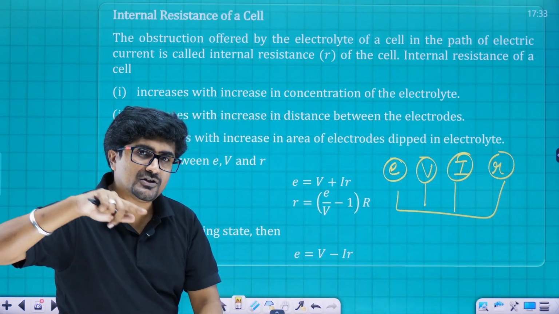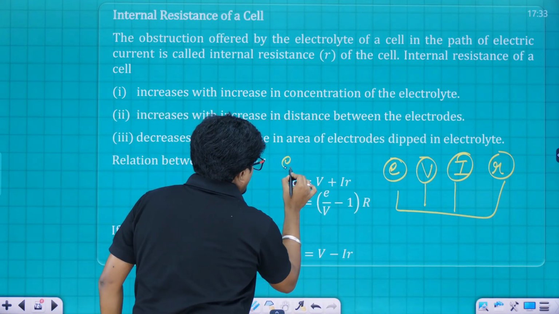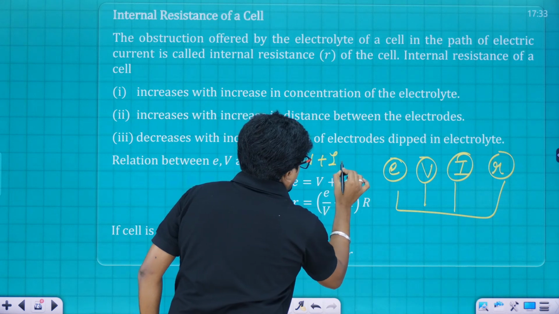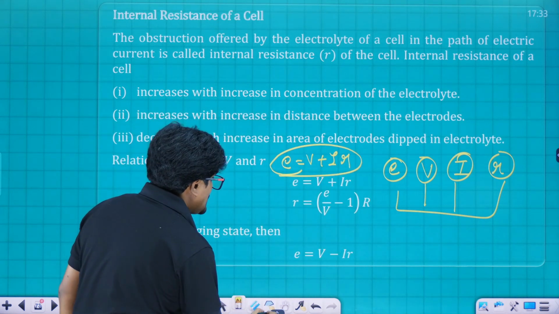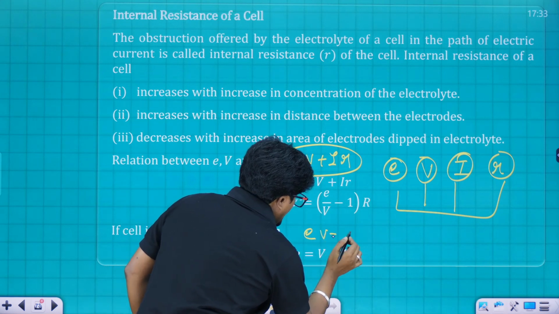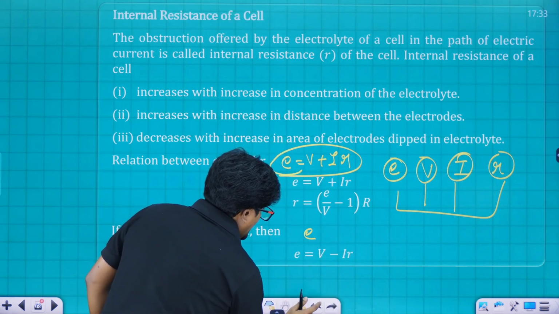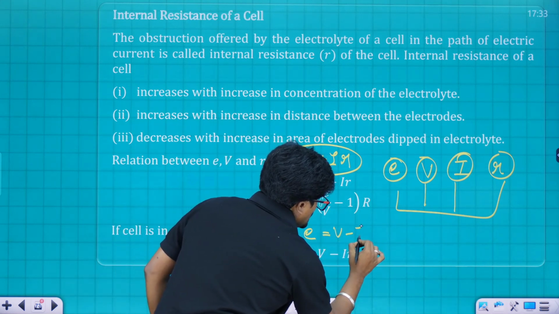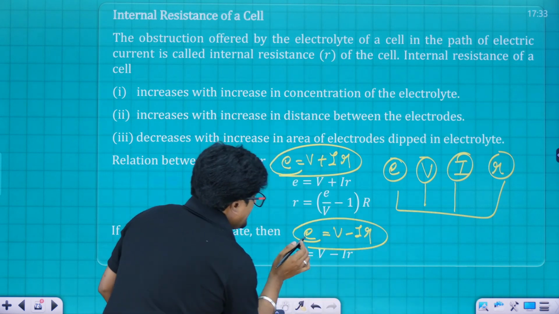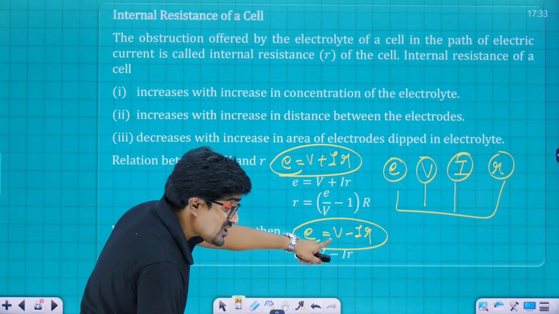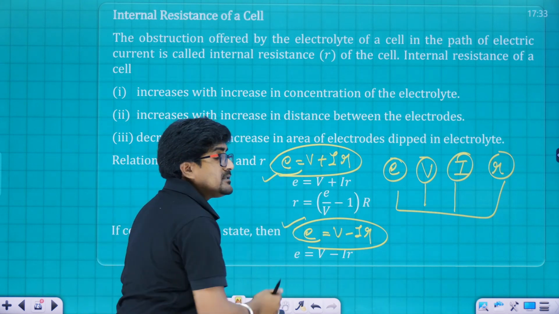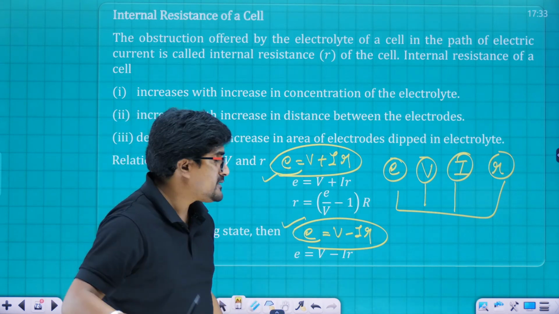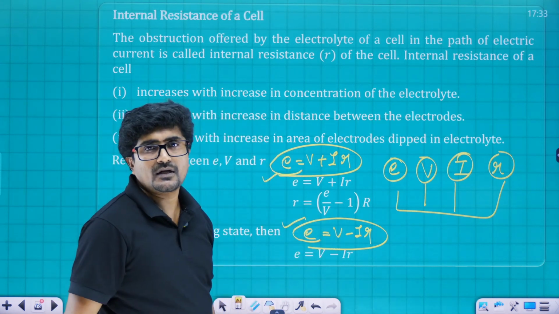If the cell is being discharged, the relation is going to be E is equal to V plus I into r. If the cell is charging, then it's going to be E equals V minus I into r. If it is charging, this is the case, and if it is discharging, this is the case. Discharging of cell, charging of cell.